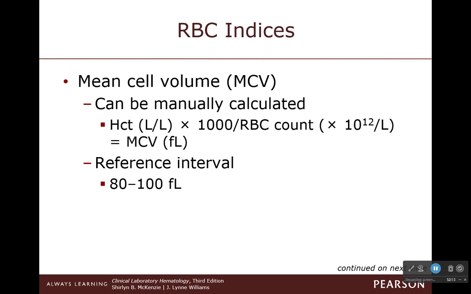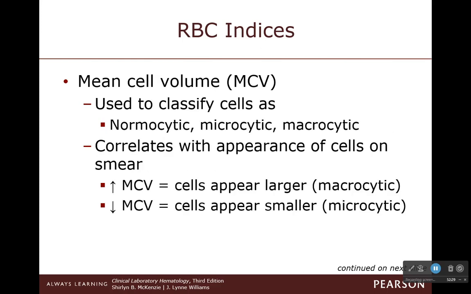Reference interval is 80 to 100. Very, very important to know this, the range, 80 to 100. Because if you don't know the range, you can't classify the cells. You don't know the classification of the cells: normocytic, microcytic, macrocytic. Can also be normocyte, microcyte, macrocyte. It correlates with the appearance of the cell on the smear.